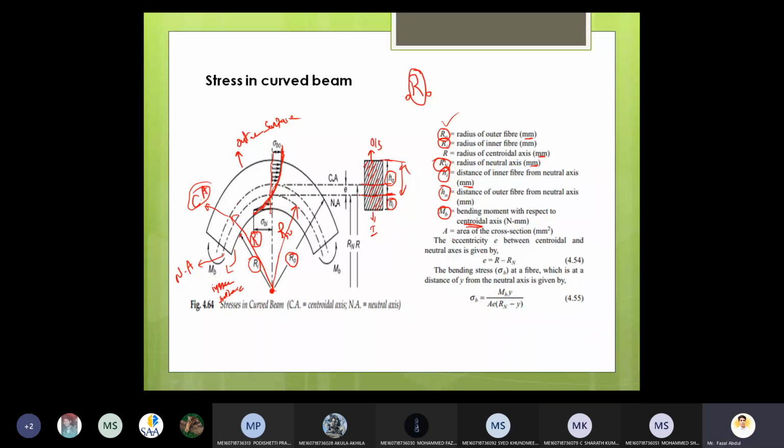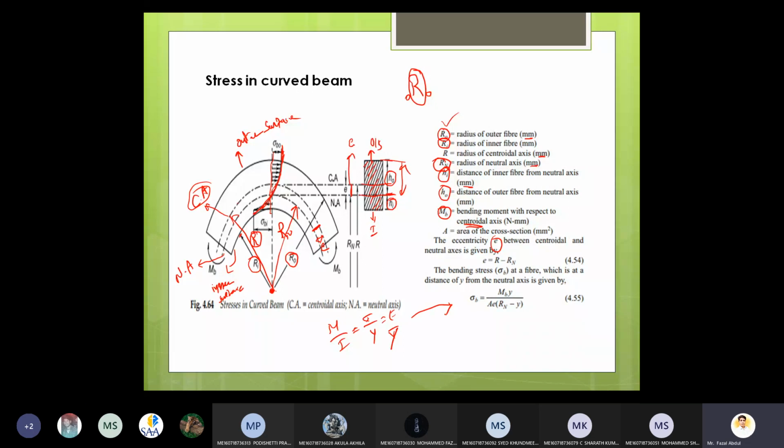Okay, and eccentricity is denoted by small e. It is the distance between the centroidal axis and the neutral axis. The distance between these two lines is referred to as e, eccentricity. The basic equation for solving the bending stress is taken from the bending moment equation: M by I equals sigma by y equals E by R. This is the basic equation, and from this equation, this equation is generated.